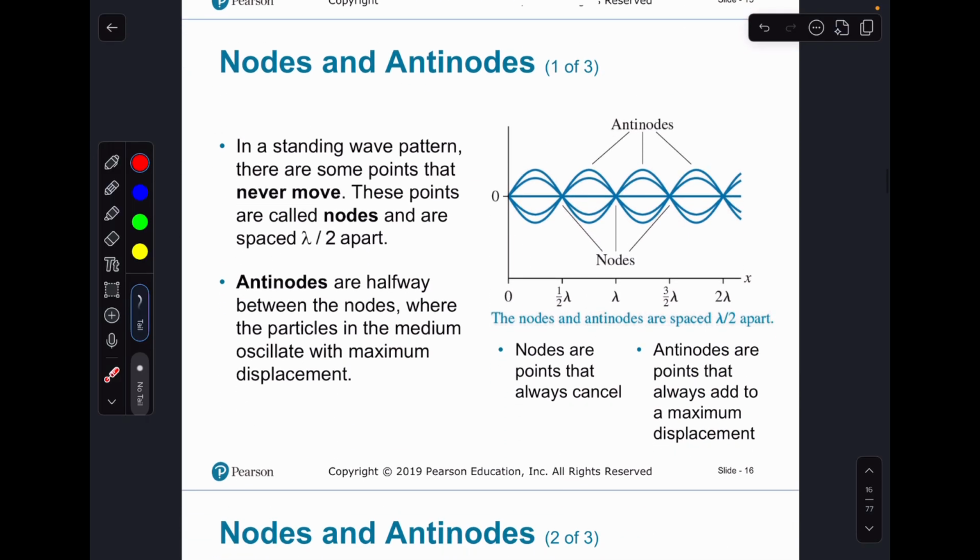So we have our standing wave pattern, and we have determined that there are some points that never move, and there are some points that have maximum displacement. Well, we have names for those. The points that never move are the points where the displacement appears to be zero, and we call those nodes. The antinodes are halfway in between the nodes, and these are locations where maximum displacement occurs. And you can see that there is a relationship between those locations and the wavelength of the wave. Nodes and antinodes are always spaced half a wavelength apart. Nodes are the points that always cancel, and antinodes are the points that always add up to a maximum displacement.